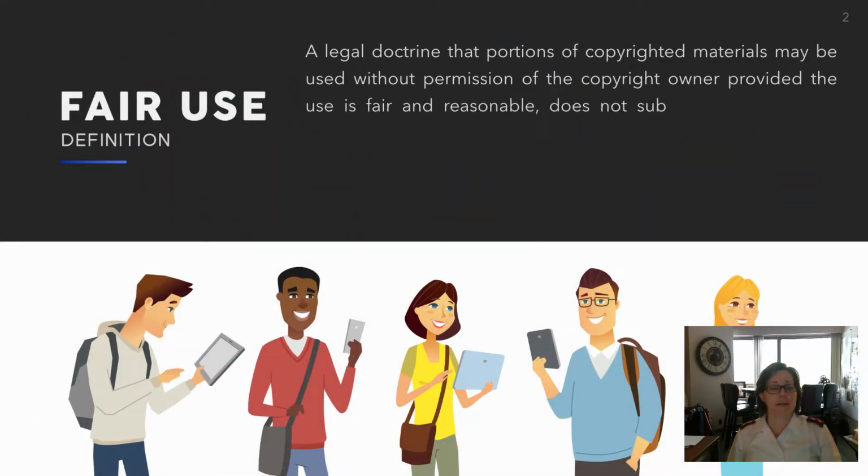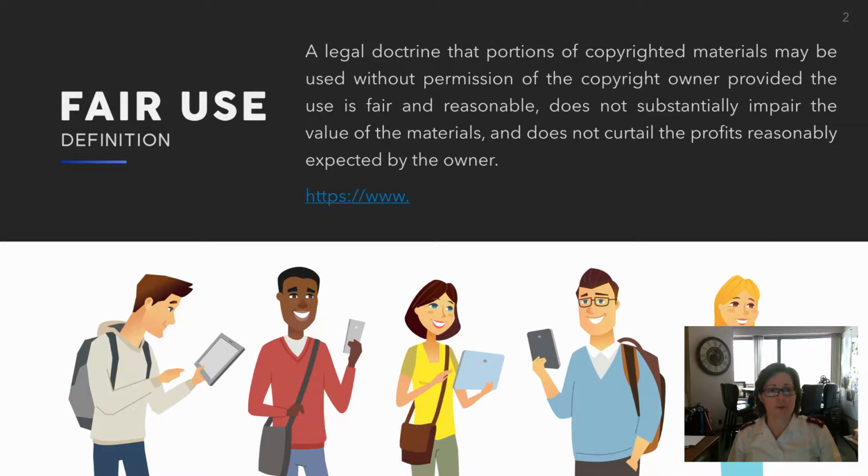Let's take a look at a definition of fair use. Fair use is a legal doctrine that portions of copyrighted material may be used without the permission of the owner, provided the use is fair and reasonable, does not substantially impair the value of the material, and does not curtail the profits reasonably expected by the owner.